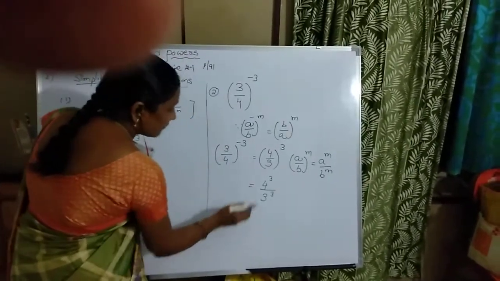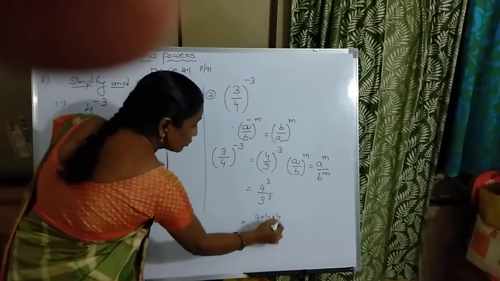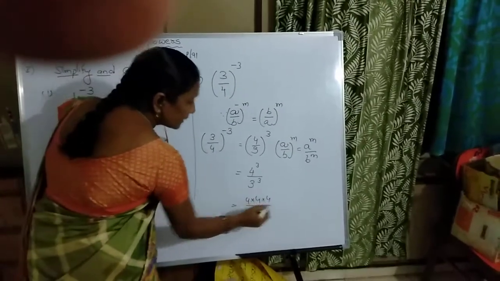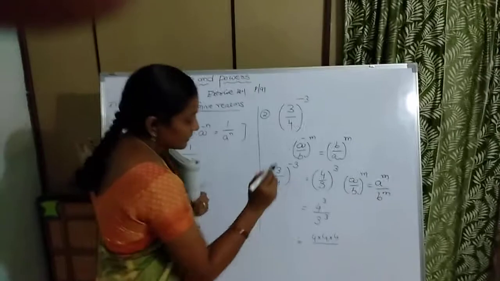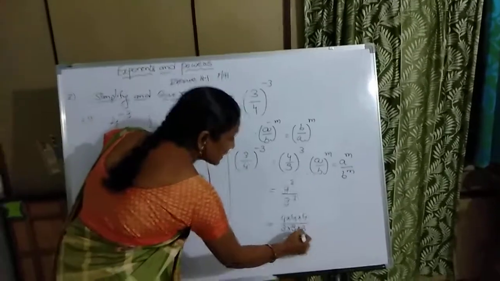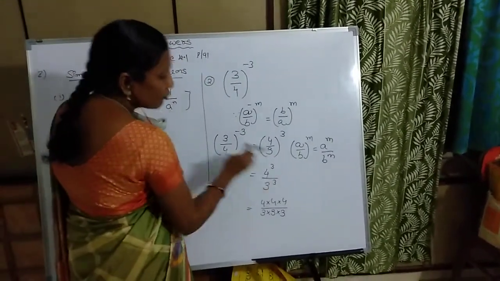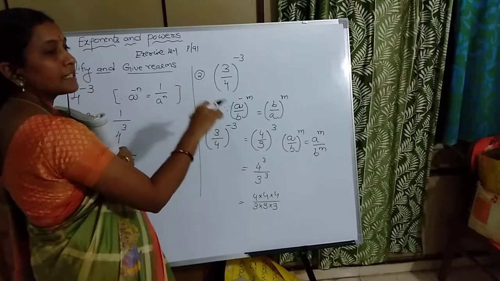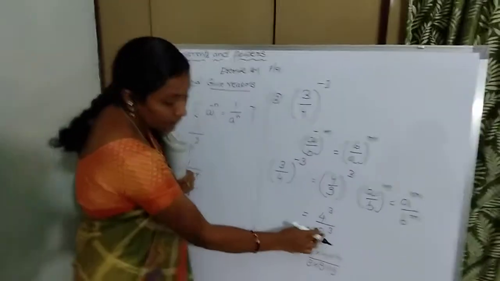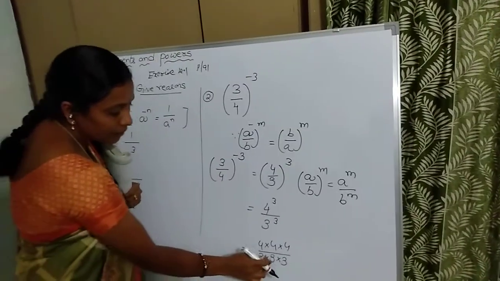So it can be simplified as 4 power 3 means 4 is multiplied by itself 3 times, that is 4 into 4 into 4. What is meant by 3 to the power 3? Yes, 3 to the power 3 means 3 is multiplied by itself 3 times, 3 into 3 into 3.